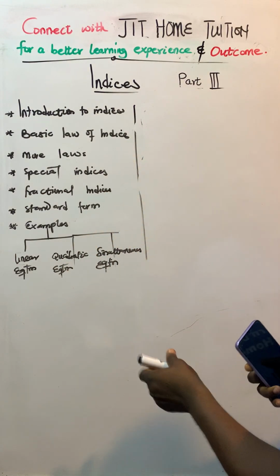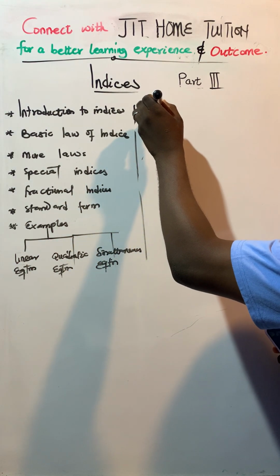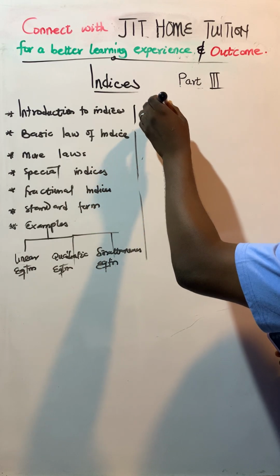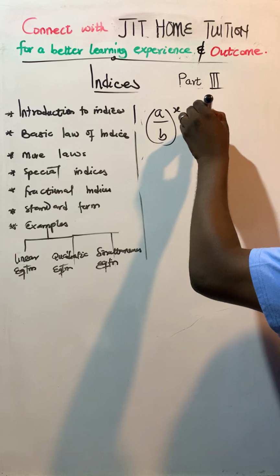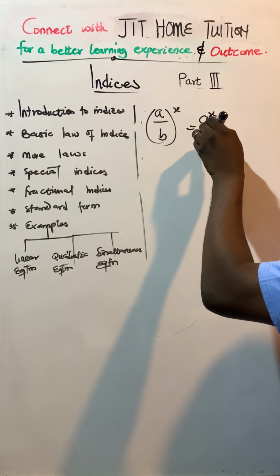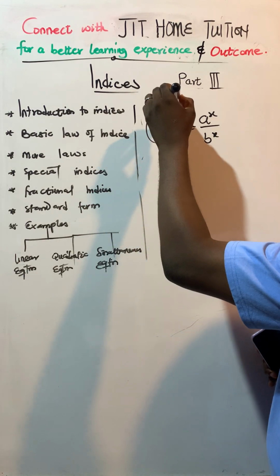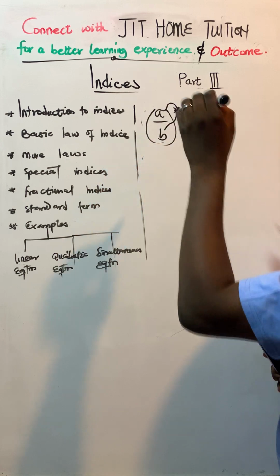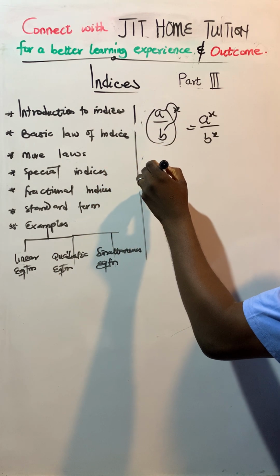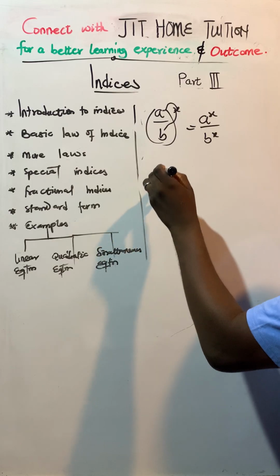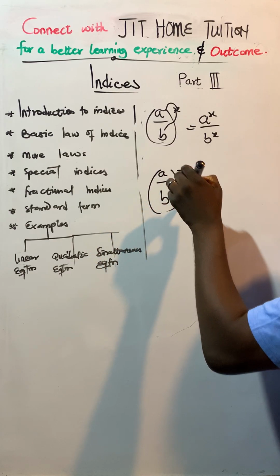Now we looked at when you have a over b, all exponent x, you multiply the exponent, so that will become a exponent x over b exponent x. The power will affect this and also affect this. Now there's this one also, assuming that you have a over b, all exponent negative 1.